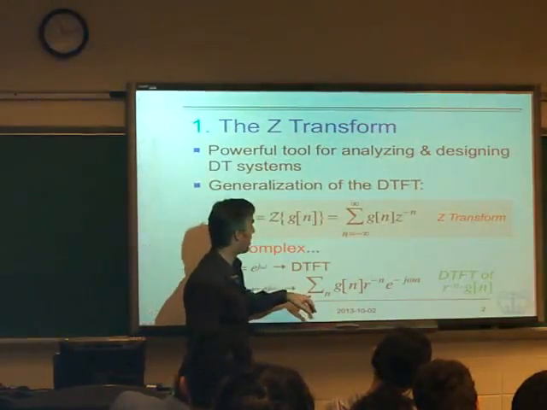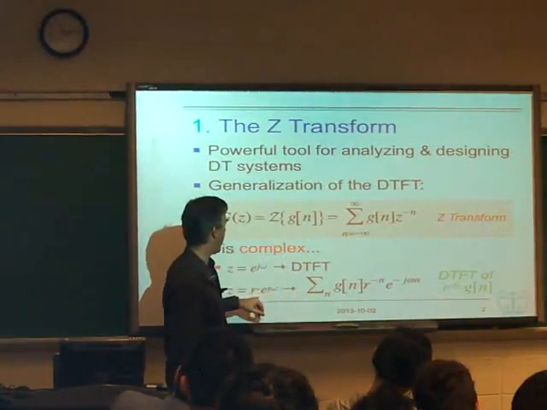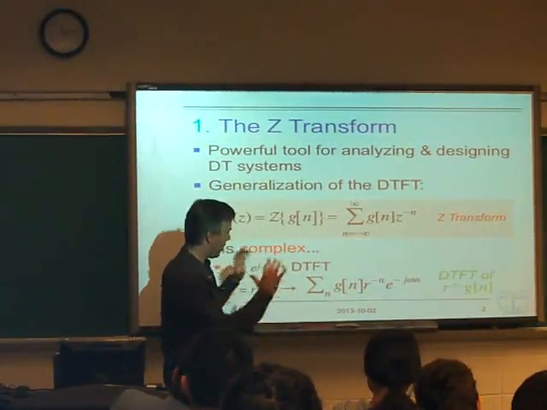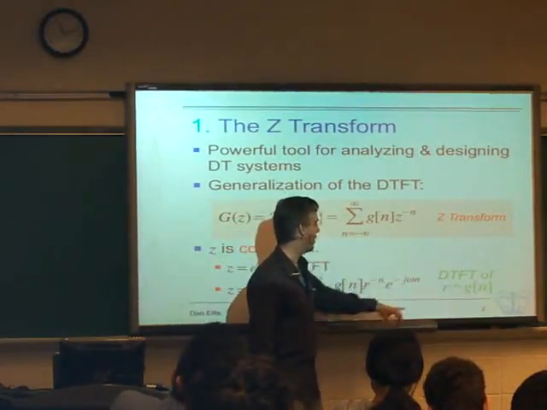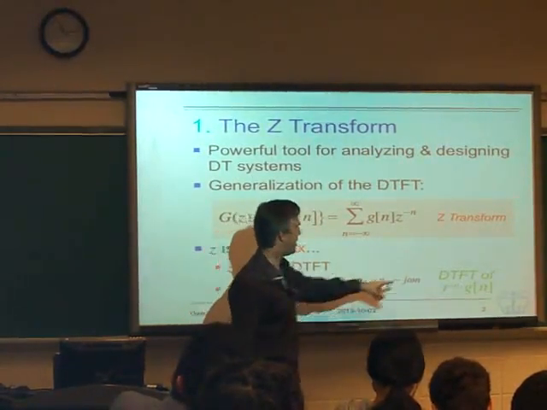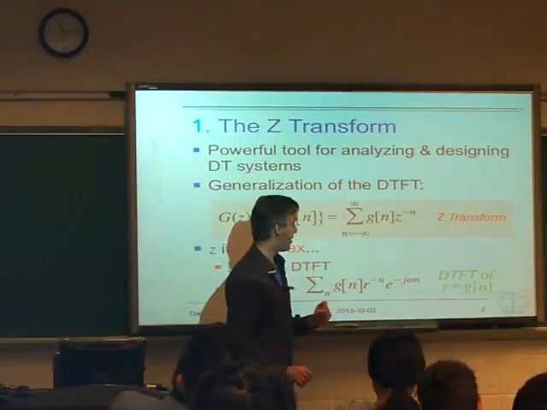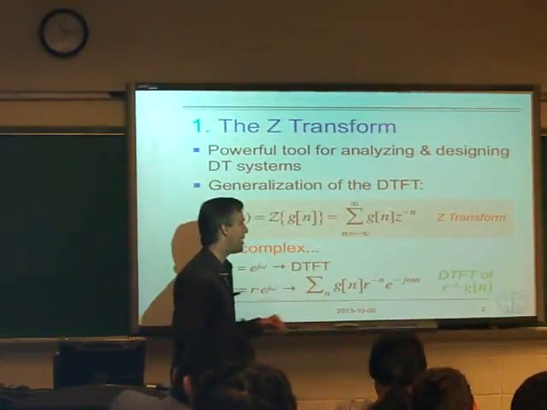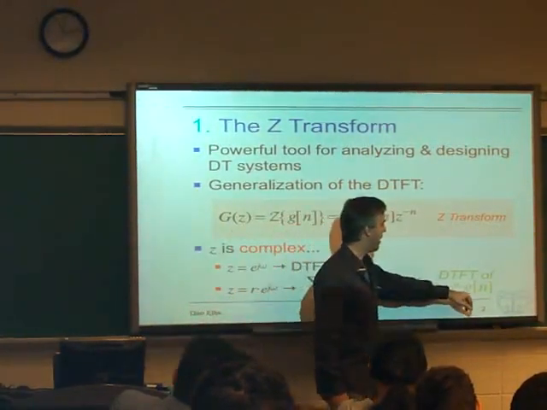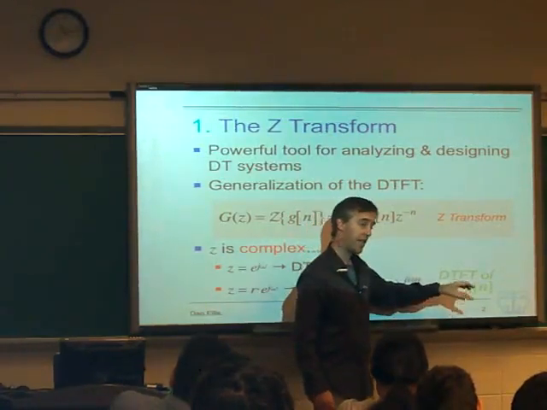In that case, g of z would be the sum of g of n times (r e to the j omega) to the minus n, which is g of n r to the minus n e to the minus j omega n. This is actually just the DTFT of a different sequence, g of n r to the minus n. And that's interesting because we're taking our sequence g of n and scaling it by this exponential sequence.